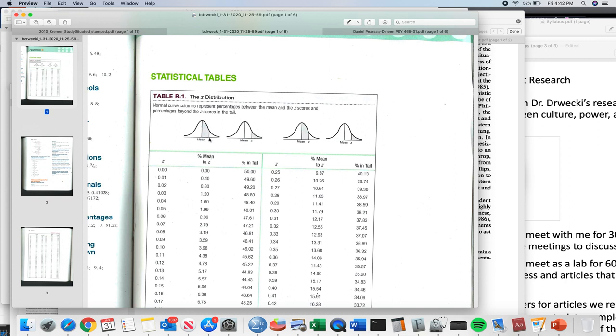So this is this area right here, that slice of the pizza, which isn't useful to me. So I'm just going to ignore this column pretty much every single time. And then I'm looking at the percentage in the tail. So the percentage in the tail is 44.83, and that's just in one tail. So remember, percentage to probability is divided by 100, so that's 0.4483.